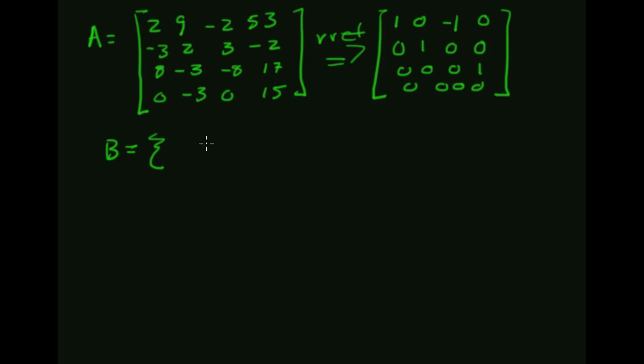span of S. So the first one is 1, 0, -1, 0. The second one is 0, 1, 0, 0, and the third one is 0, 0, 0, 1, which means that the span of S has a dimension of 3.